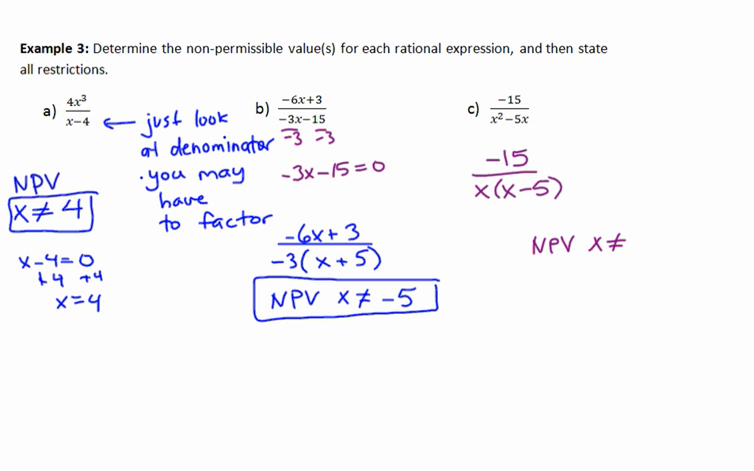What's one of them? 5, because 5 minus 5 would give you 0, and 0. Because 0 times 0 minus 5 is negative 5. It'd still be 0. 0 times anything. So for each x, there's going to be a non-permissible value. There's no constant being added or subtracted. It's just 0.